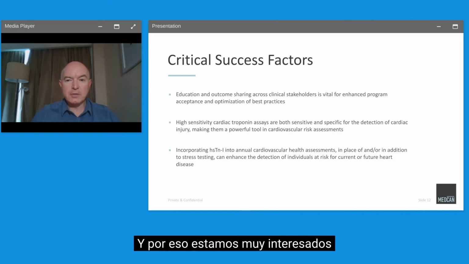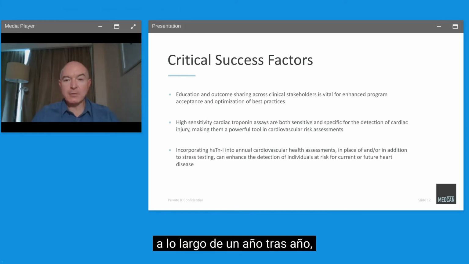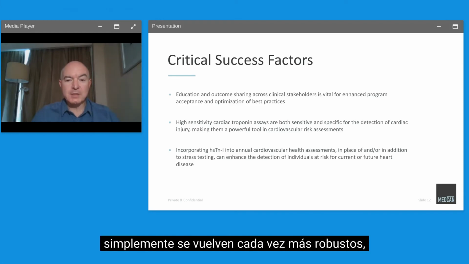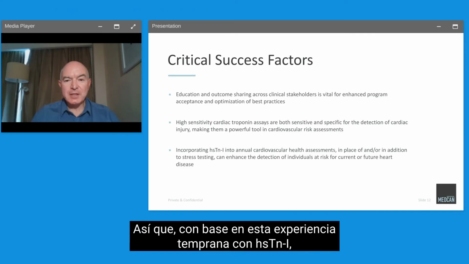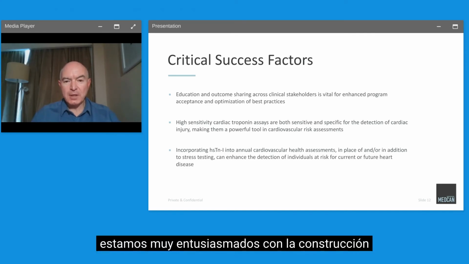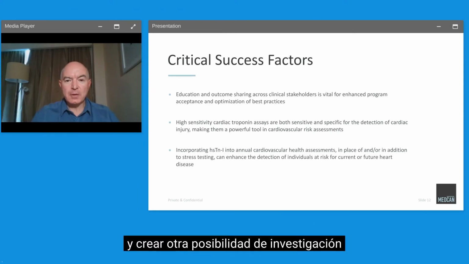And so we're very interested in what those results could be, very excited by the potential. And we have this unique opportunity with our patient population to follow them along year after year. And of course, every year the data will just become more and more robust. So based on this early experience with HS troponin, we are very excited about building on some of the research that's already happened and creating another research possibility based on this data pool.